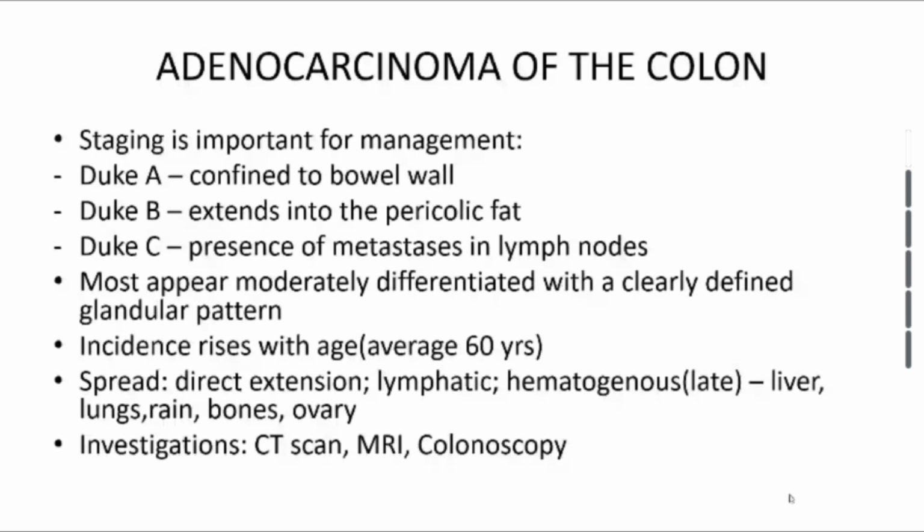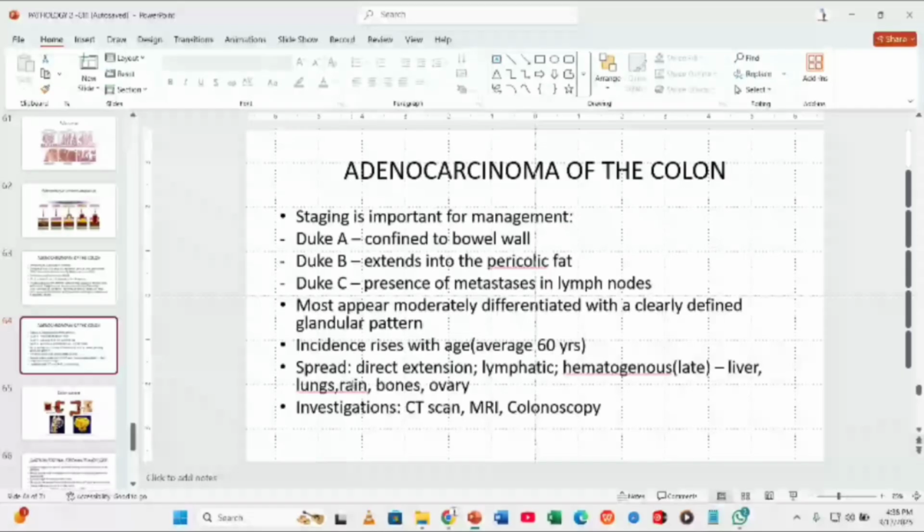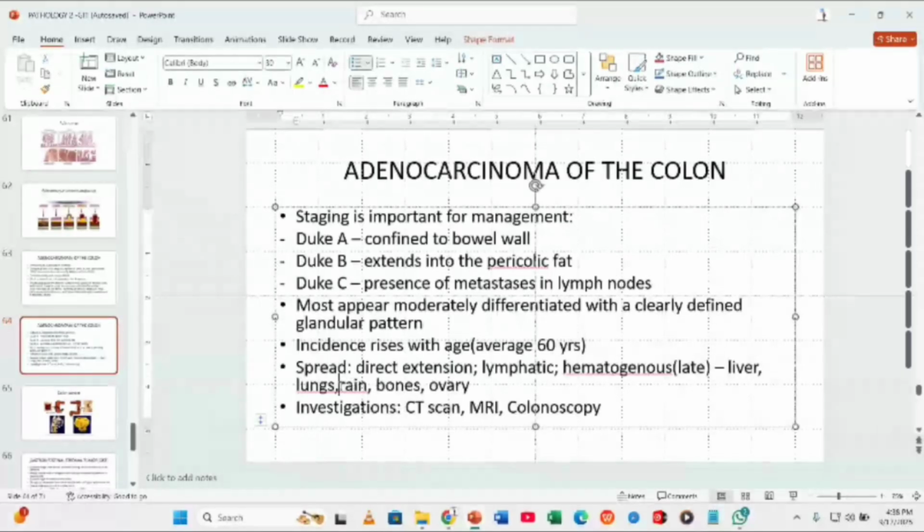So of course, when it goes to the blood, it mostly will affect the liver. It can go to the lungs. It can go to the brain. That is brain, not rain. There's a lot of types of brain. It can go to the bones. It can go to the ovary. It can go literally to any organ within the body. Yeah, so that is brain.